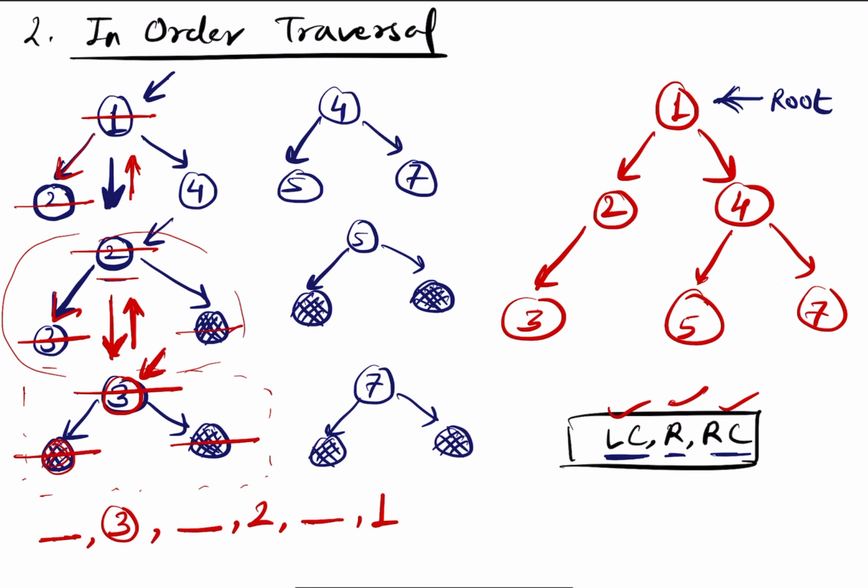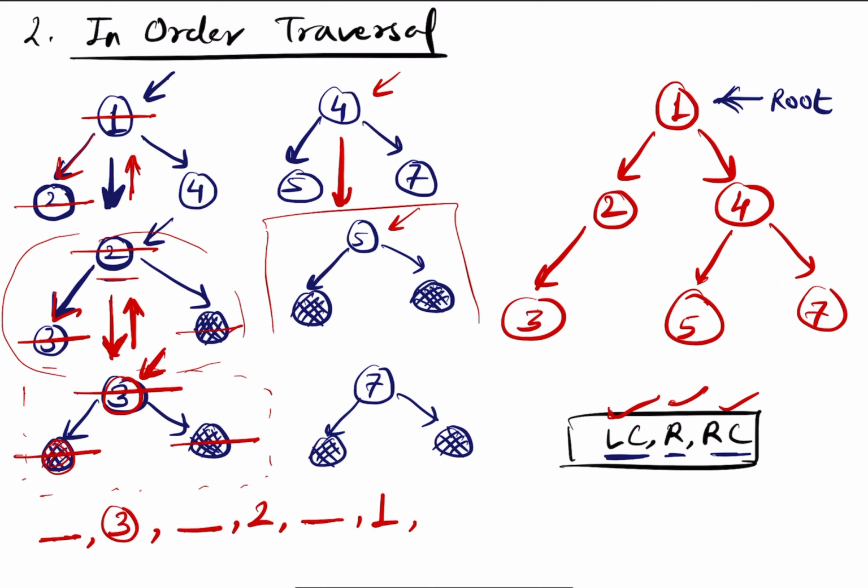Then it's time for the right child, which is nothing but 4. So we will be here at 4. Okay. And for the 4, process the left child. So on the left side we have 5, so we will come here. So from here we came here to 5.